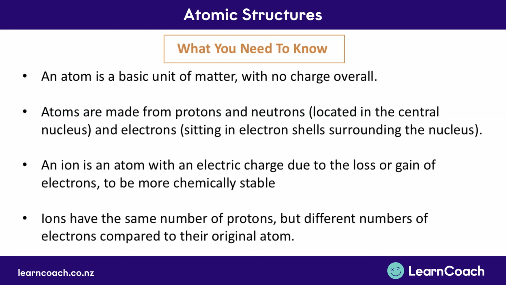So now that you've watched this video, you ultimately need to know what an atom is, and you need to know that atoms are made from protons and neutrons sitting in that central nucleus, and electrons, which sit in the electron shells surrounding the nucleus. You need to know the definition of an ion, that it's an atom with electric charge due to the loss or gain of electrons, and you also need to know in terms of the structure of an ion that they have the same number of protons but different numbers of electrons compared to their original atom.